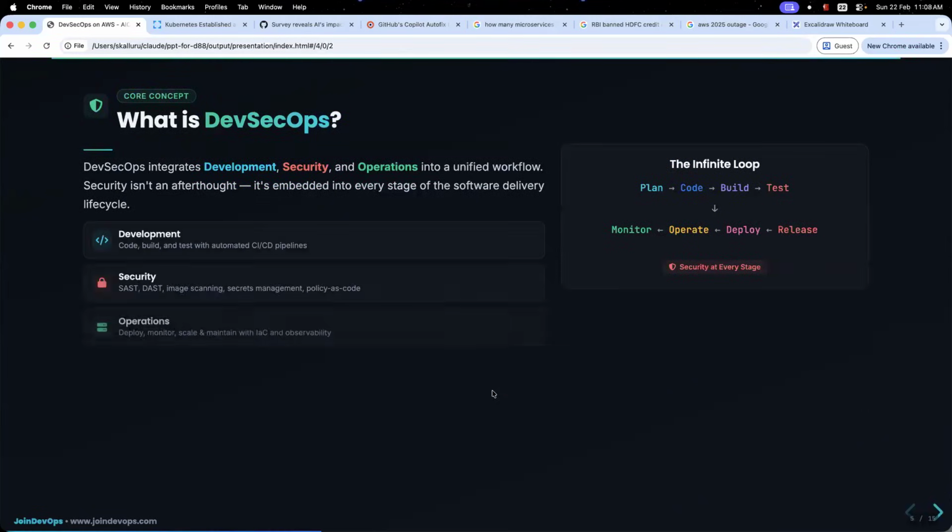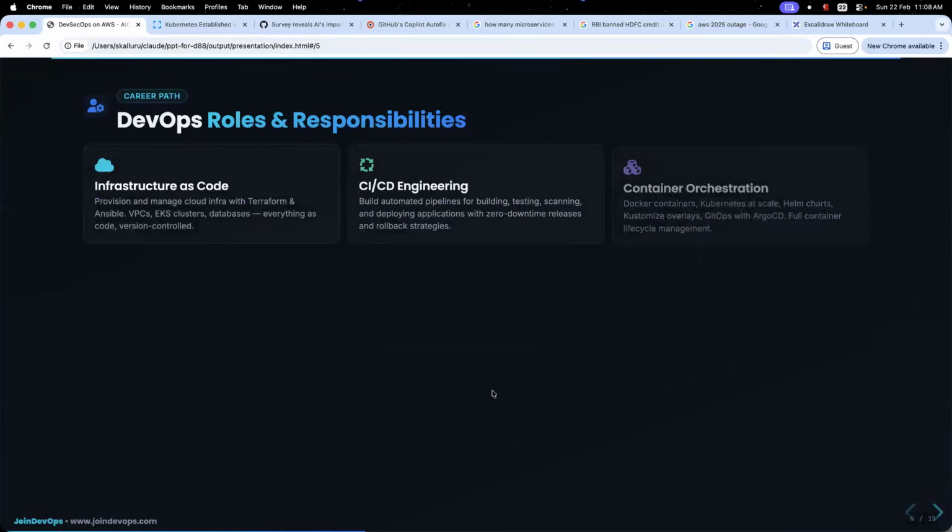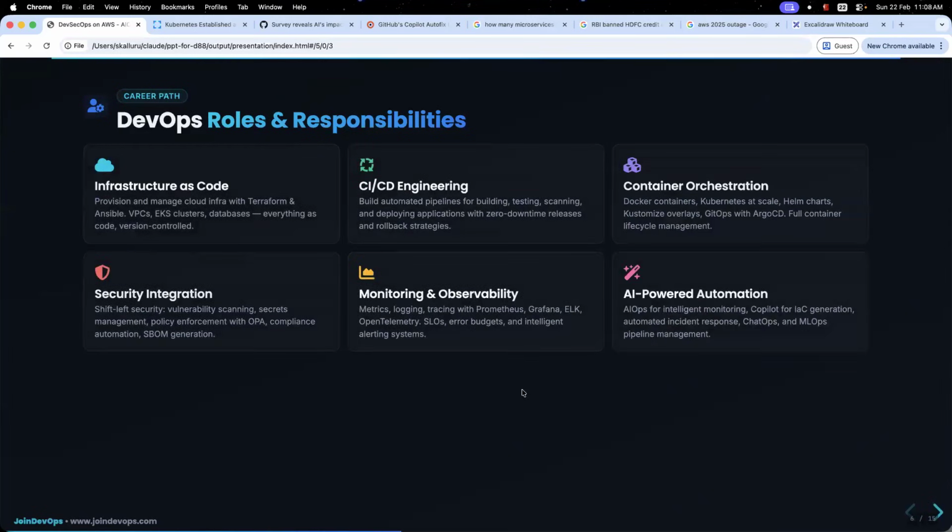Okay, so the roles and responsibilities: we are going to deal with infrastructure as code and CI/CD for application releases especially, and container orchestration, because Kubernetes is a major one, and the security and the monitoring. And it is AI-powered automation, basically, whatever we do. We'll try to put some AI solutions to some of the problems that we face in the training.